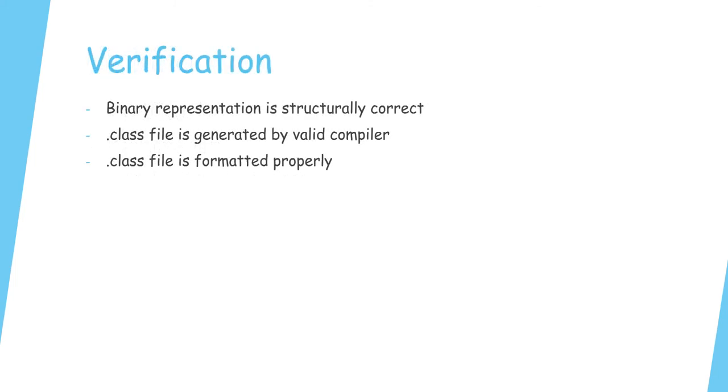In this process, JVM will ensure whether the binary representation of the class or interface is structurally correct or not. It also ensures whether the .class file is generated by a valid compiler or not. It also checks whether the .class file is properly formatted or not. If any of these checks fail, then JVM will throw a runtime error, java.lang.VerifyError.